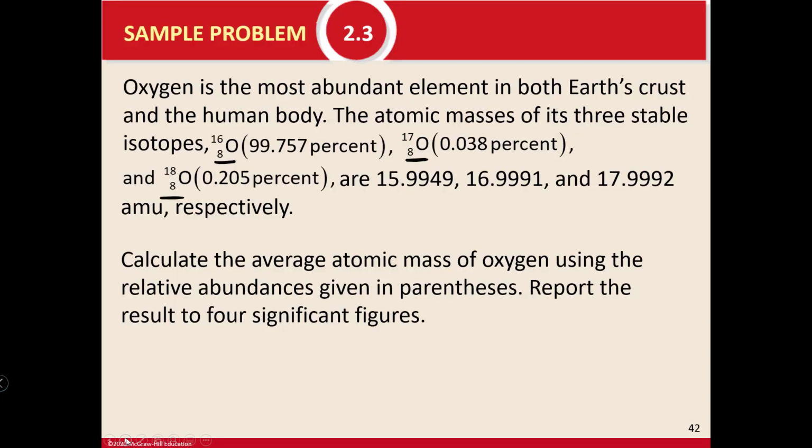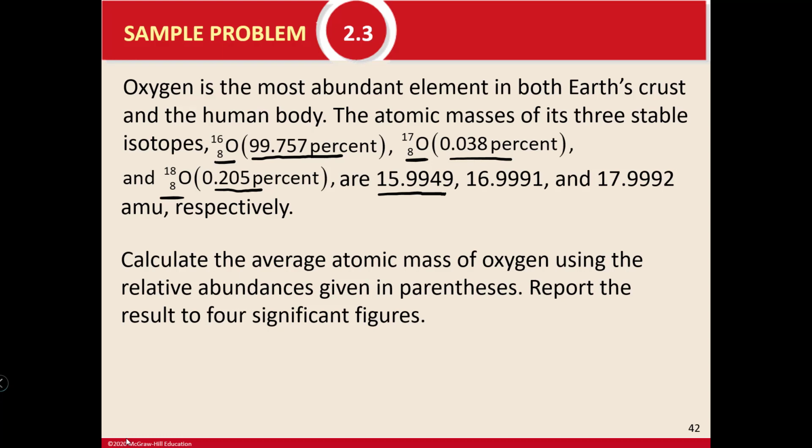All right. So when we pass it through the mass spec, we find out that 99.75% of the oxygen that occurs on the Earth is oxygen 16. 0.038% is oxygen 17, and 0.205% is oxygen 18. And then here are the masses of each of the isotopes. For oxygen 16, it's 15.9949.